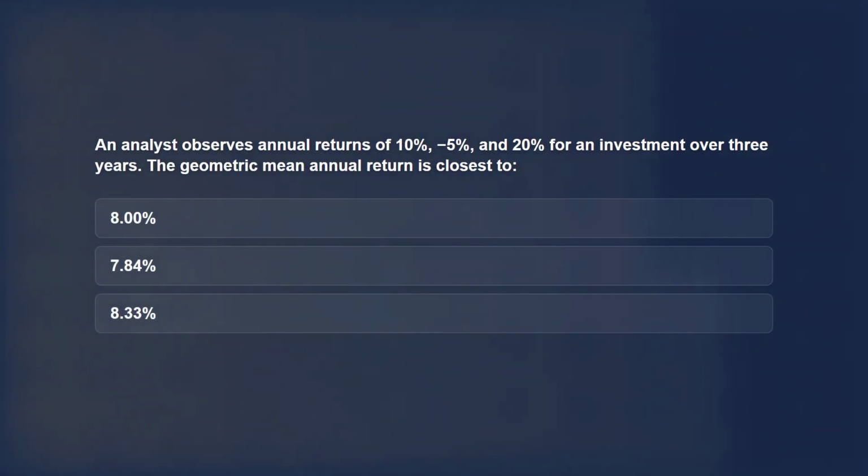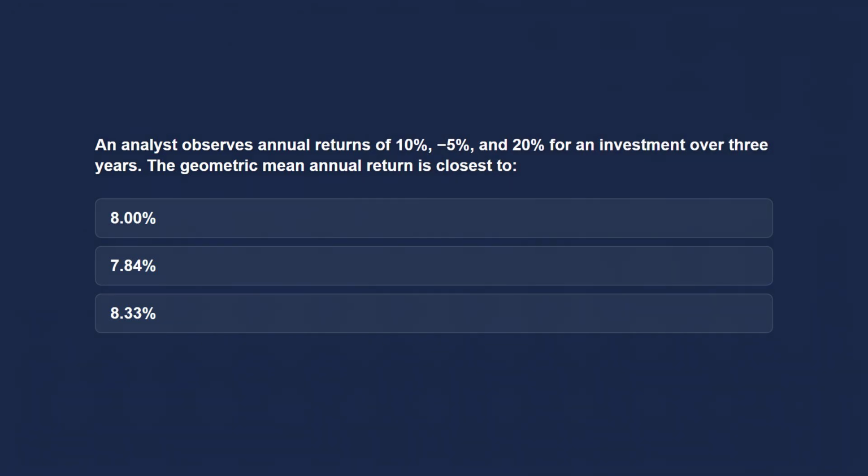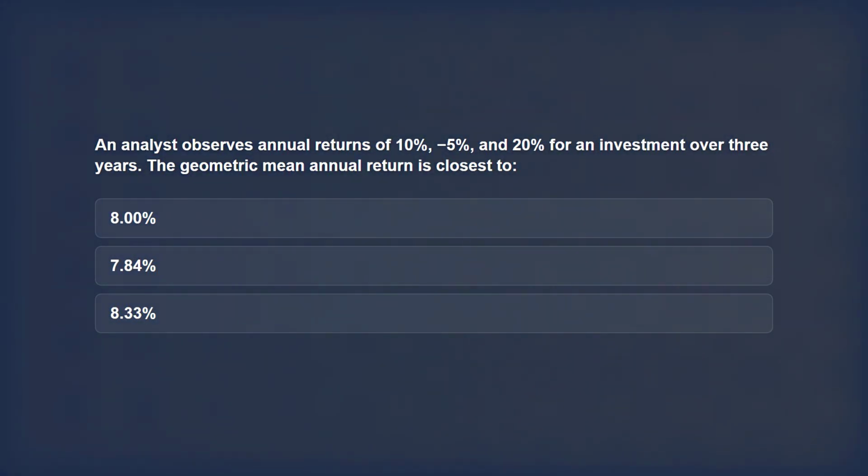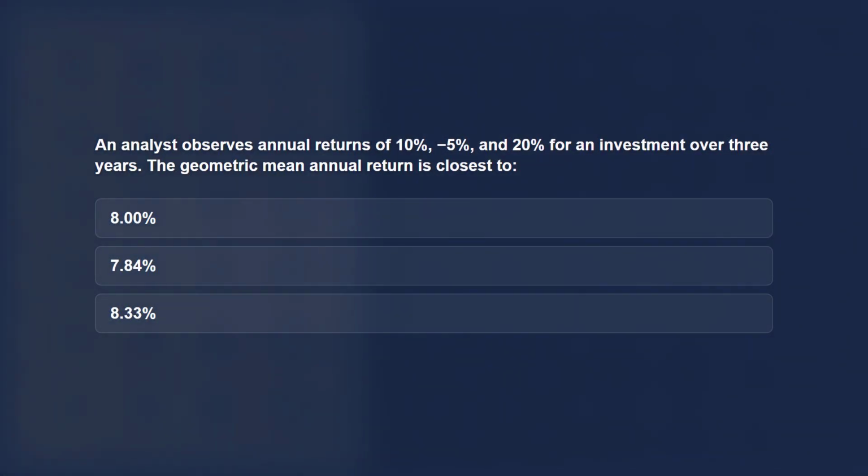Exam question. An analyst observes annual returns of 10%, minus 5%, and 20% over 3 years. The geometric mean annual return is closest to A. 8%, B. 7.84%, C. 8.33%.